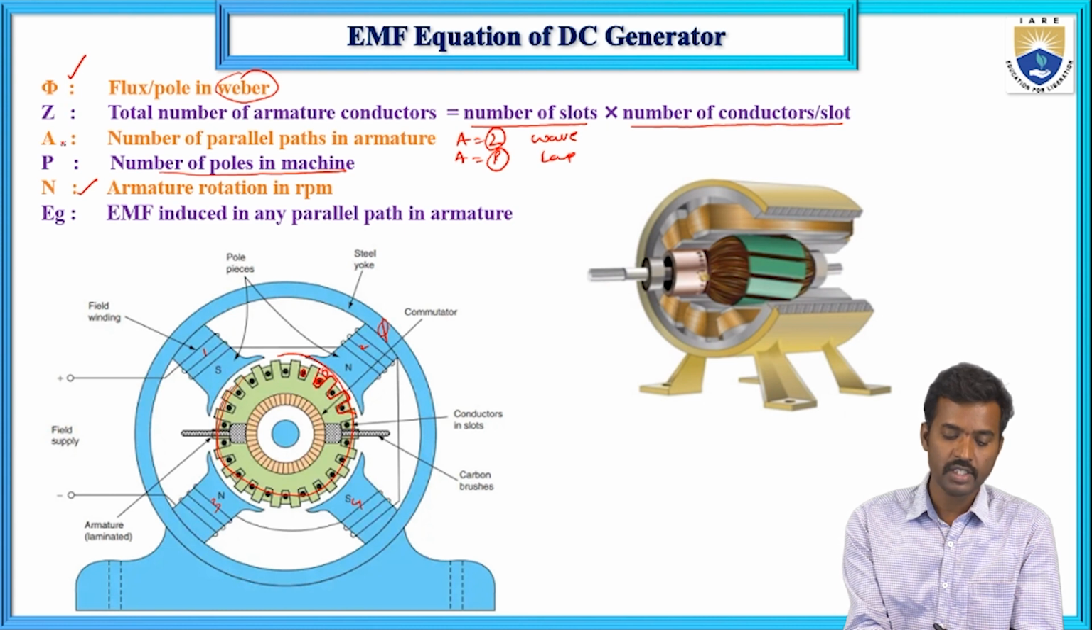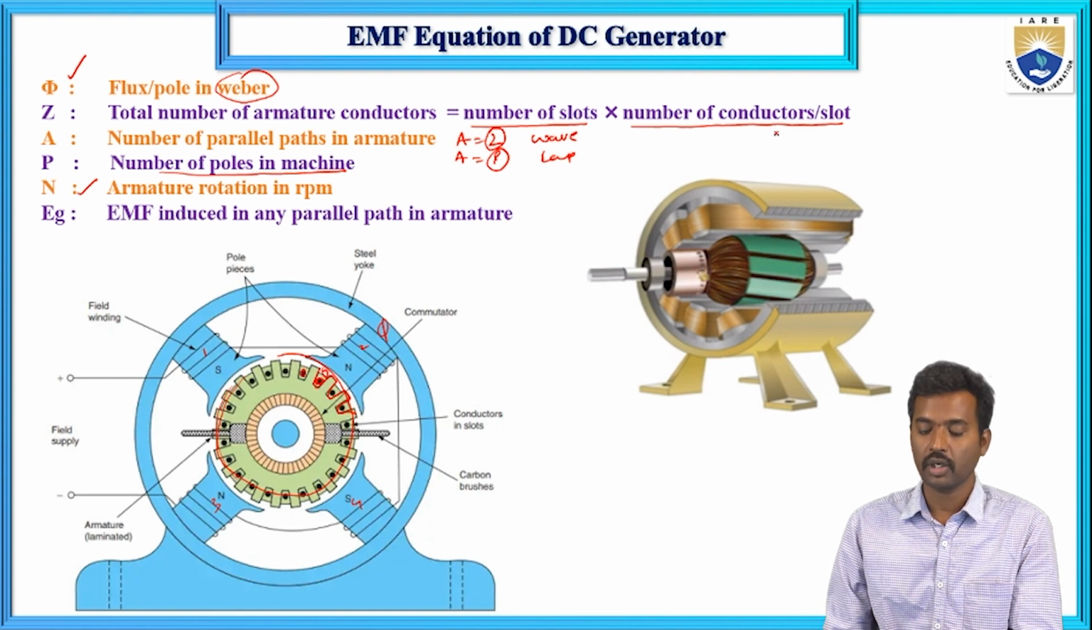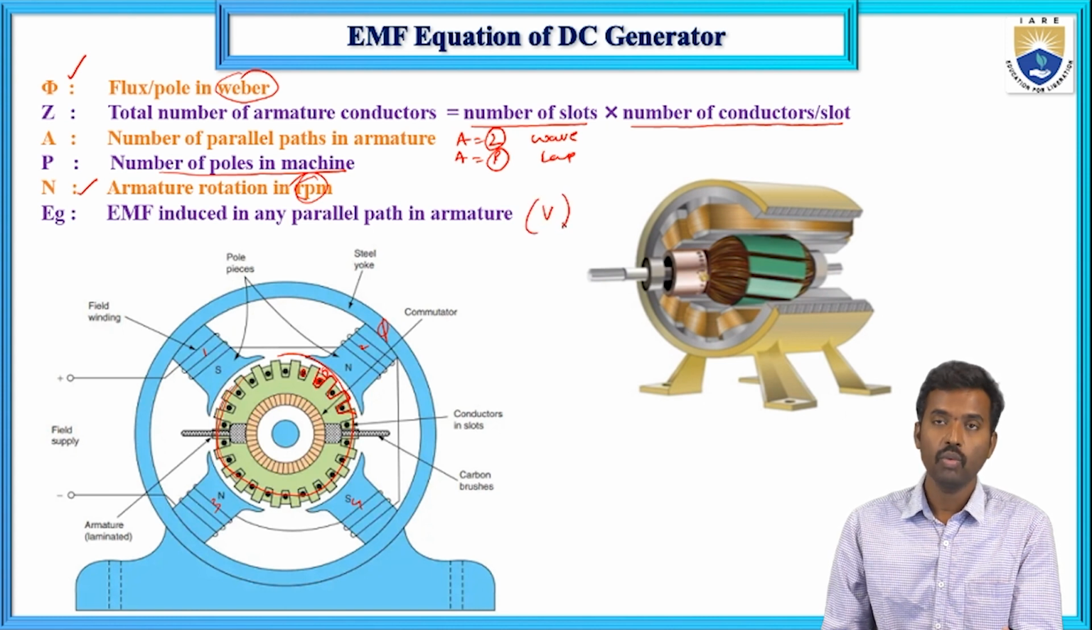So these are phi, Z, A, P and N. Phi is the flux per pole in Webers, and Z is the total number of armature conductors, equal to the total number of slots times the conductors per slot. A is the number of parallel paths and P is the number of poles. Z, A and P are pure numbers with no units, phi is in Webers, and N is in rotations per minute, that is RPM. EG is the induced EMF, and its units are volts.